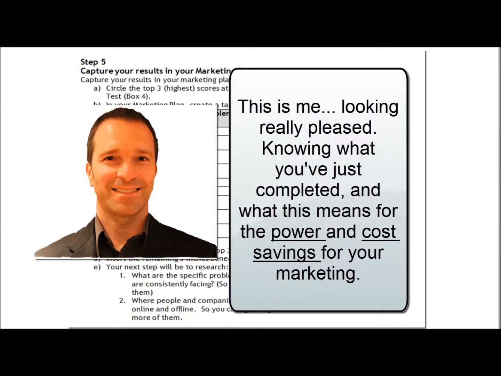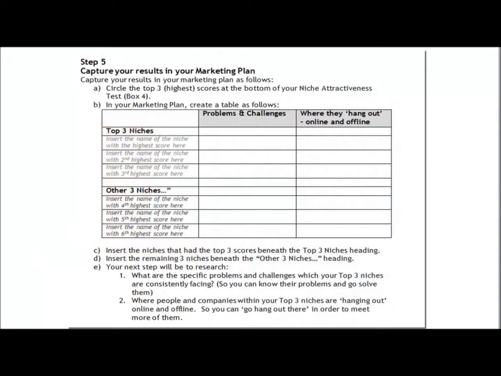So I'm going to give you a couple of quick tips. Again, I'm going to keep running with a very simple example. If I had as one of my top niches accountants, then under top 3 niches, the first one would be accountants. Problems and challenges. Having researched this industry, I know straight away one of the biggest problems is the aging population of the actual accounting industry.